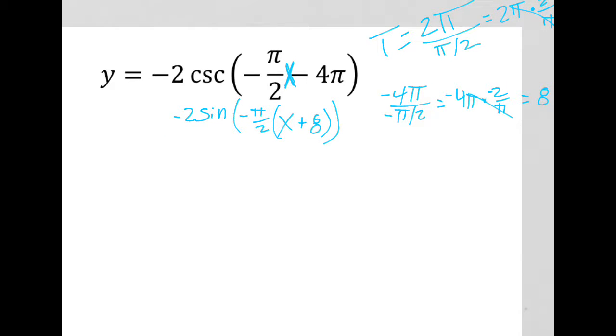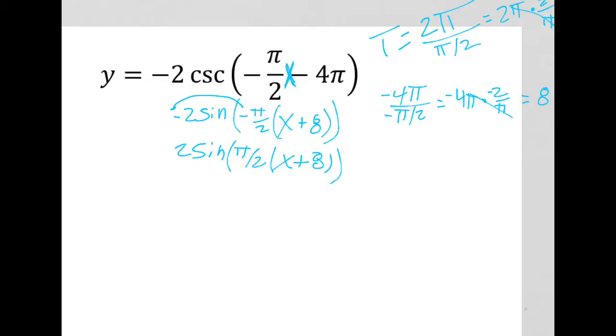But what is the parity of the sine graph? Well, sine is an odd function. If you have an odd function like negative x cubed, let's say, well, that's the same as negative x quantity cubed, which means we can take that negative and we can pull it out front. So I'm going to pull that negative out front, so we have a negative times a negative, which gives us just a positive. So this is the same as 2 sine of pi over 2 times quantity x plus 8. Okay, it's looking simpler, but it's not fully there yet.